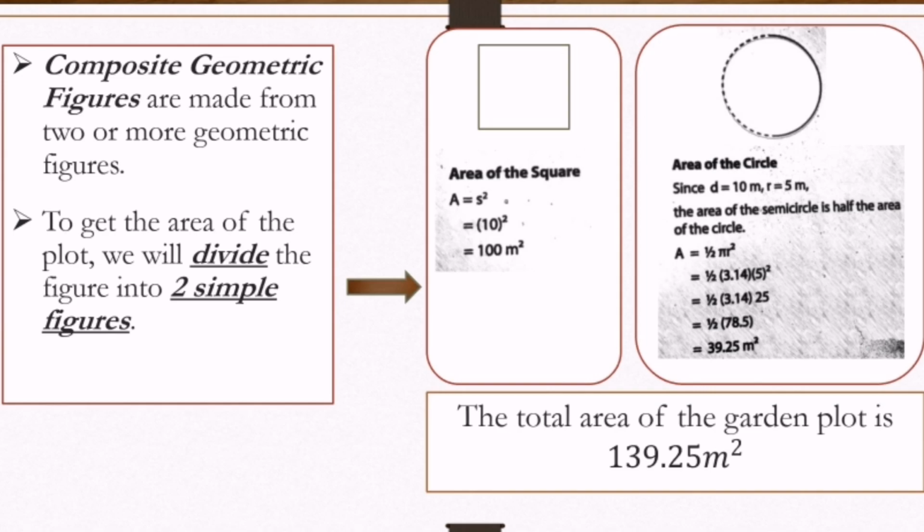And for the area of the circle, since d or the diameter is equal to 10 meters and the radius is 5 meters, the area of the semicircle is half the area of the circle. Now, therefore, the formula here is area is equal to 1/2 πr² meters squared. Now, as you can see, we have 39.25 meters squared for the area of the semicircle. So the total area of the garden plot is 139.25 meters squared.